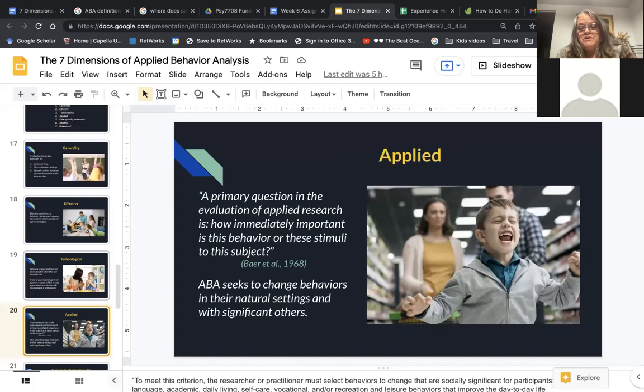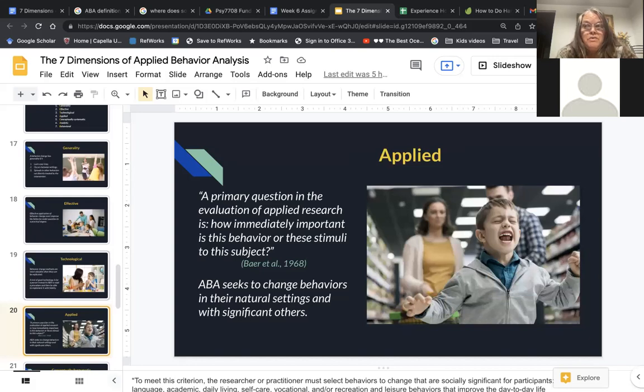So in this little picture, I think it's probably every parent's worst nightmare to have their child out of control in a public place. This behavior is very important, both to the child and to the parents. And so in applied behavior analysis, we want to target behaviors that are socially significant, meaning they are urgently important to the people that are dealing with it.